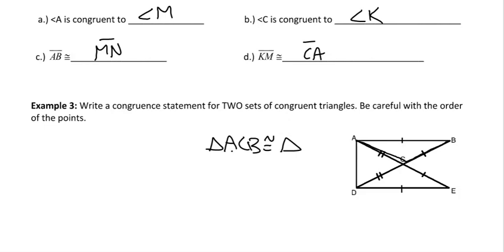Well, A on this one is between the 1 tick and the 2 ticks. So down here, which one is between the 1 tick and the 2 ticks? D. C is between the 2 ticks and the 1 tick. What's between the 2 ticks and the 1 tick on this one?